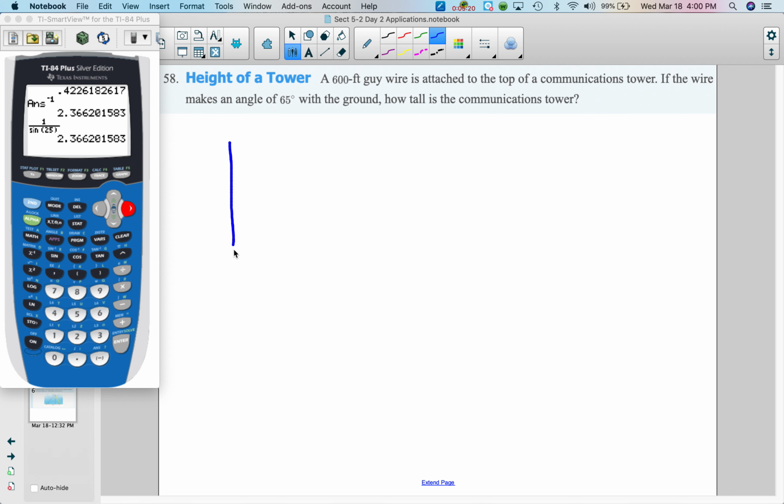So I'm going to draw this for my tower. I don't know how tall that is, so I'm going to call it H for height. I have a 600-foot guy wire attached from the top of the tower, and then it's attached to the ground, so it's going to be over here somewhere. And so I have my right triangle. I know that the wire is 600 feet long, and I know that the angle it makes with the ground, well, here's the angle it makes with the ground. So I get 65 degrees.